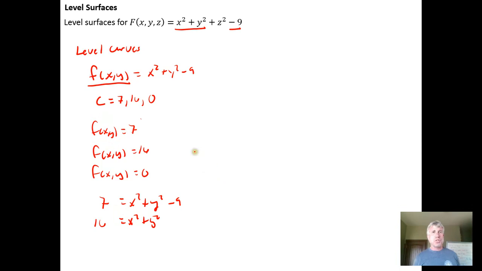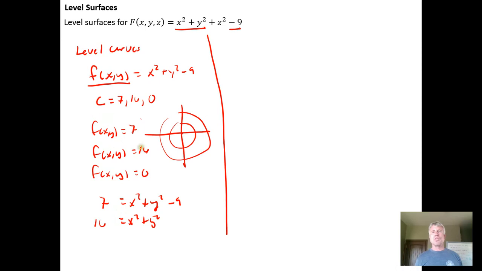And we would do it for several values of c. And we got curves literally in the xy plane. For the case of the paraboloid, we got circles centered at the origin, so a family of concentric circles depending on how we pick values for c.